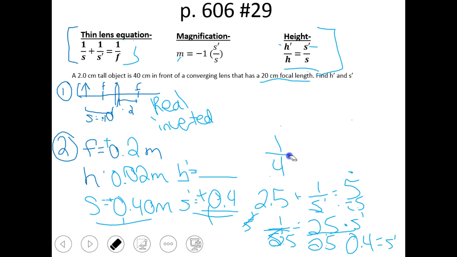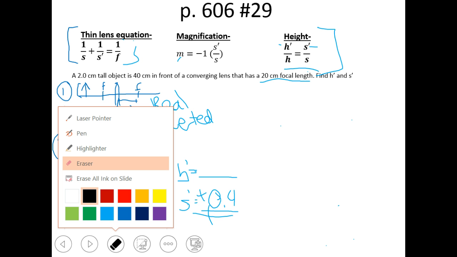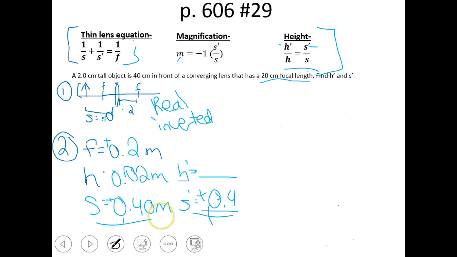All right. So woohoo! I found s prime, and we're going to move on to find h prime, which is the image height based on what we now have. So now we have enough information to use that third formula over on the right. And so we are going to be using this formula. And instead of rewriting it, I'm just going to come here and say step 4, and I'm going to plug in what I know.